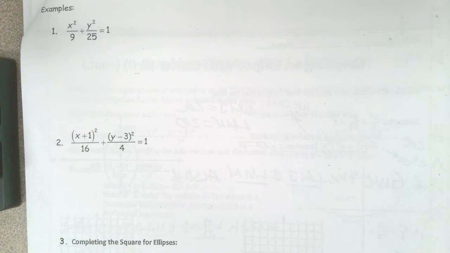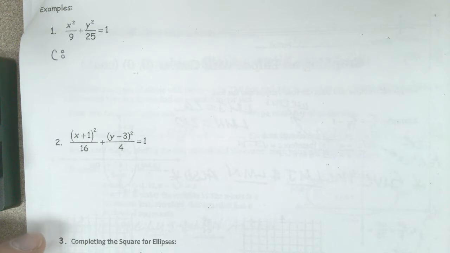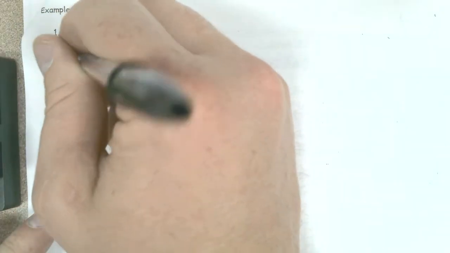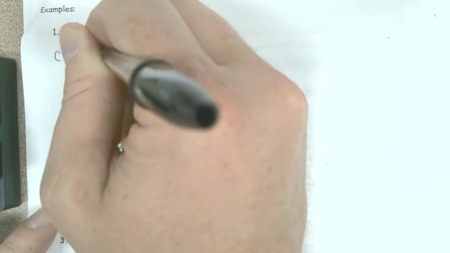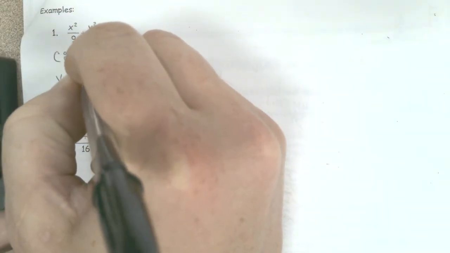So as you look at these problems, the first thing you're going to find is the center. And again, it's got to be in standard form, just like a circle. So hopefully you recognize from our experience with circles that this center would be at 0, 0, because there's nothing with my x, there's nothing with my y. So h and k are 0, 0. We're next going to identify the vertices.